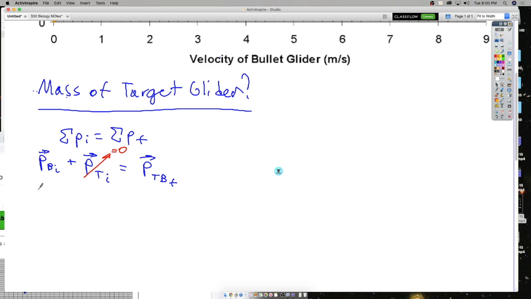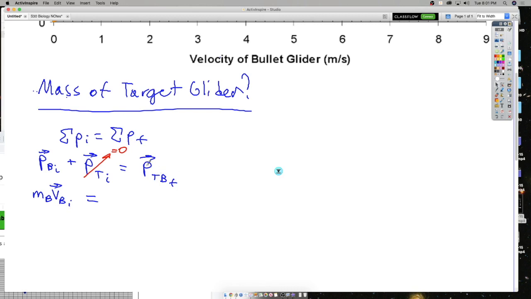If we're looking at the initial momentum, well, then it's the initial velocity, right? So p_b initial will be m_b v_b initial, right? This is 0. The momentum of the target-bullet system after, as it moves as one object, well, it's that one object's mass times that one object's final velocity, right?